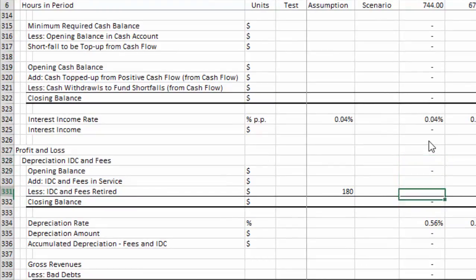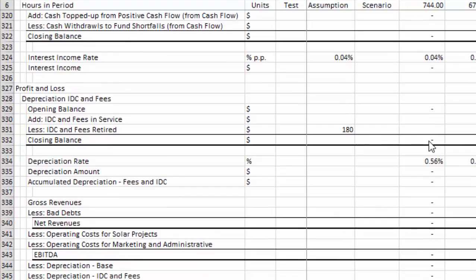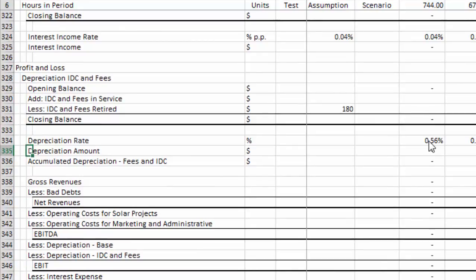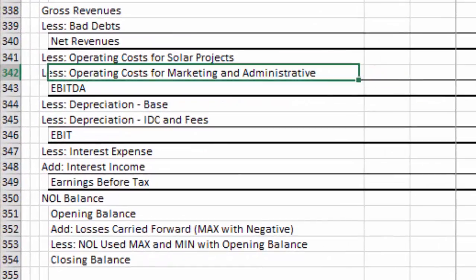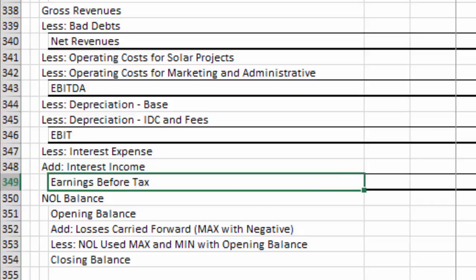Now we make a balance for all the fees and the IDC. That is capitalized, so that has to go on the balance sheet, and we depreciate that in the same way we depreciate anything else. And then we can work through our income statement, our profit and loss statement, and we go through the net revenues first, take the operating cost. Now I haven't put the operating cost for marketing and administrative cost. We get the EBITDA, we get some depreciation on our base facilities, and then we have some IDC, and we take away the interest and add the interest income, and we get earnings.